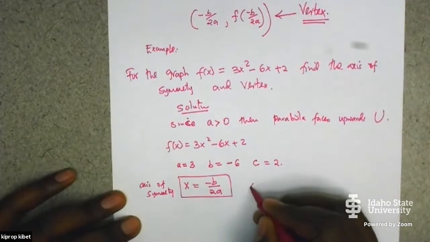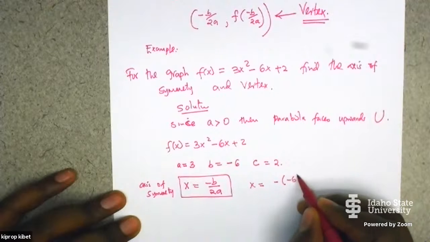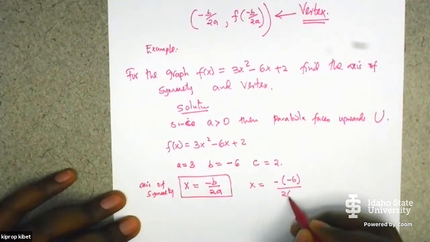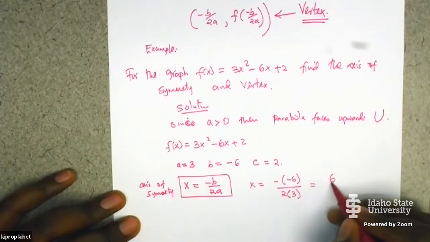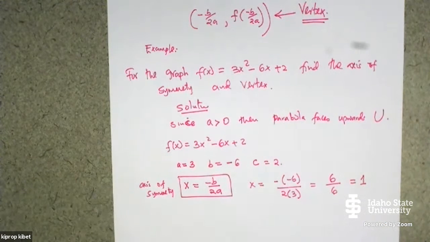So our x will now be minus our b, which is minus 6, all over 2 times our a, which is 3. So this is equal to 6 over 6, which is equal to 1. So x equals 1 is our axis of symmetry.